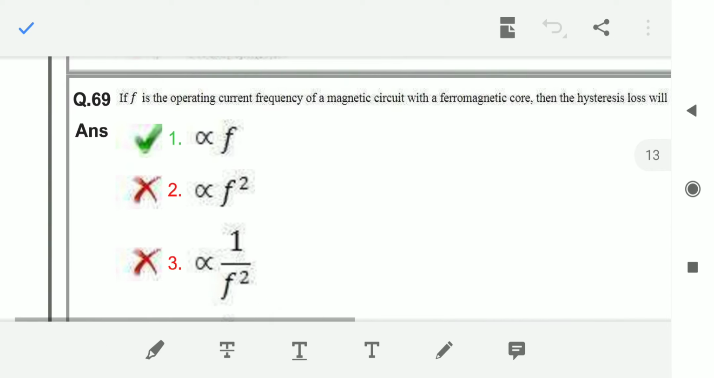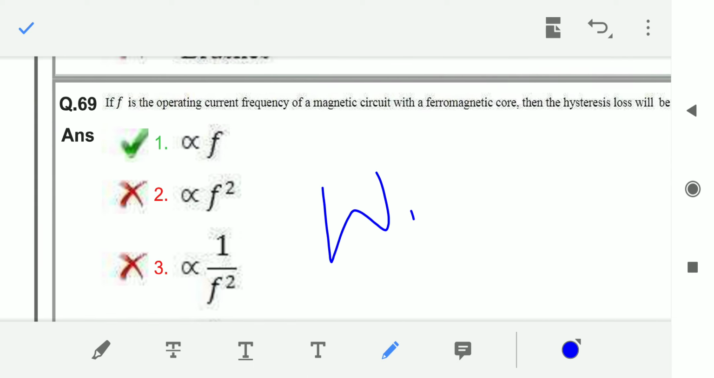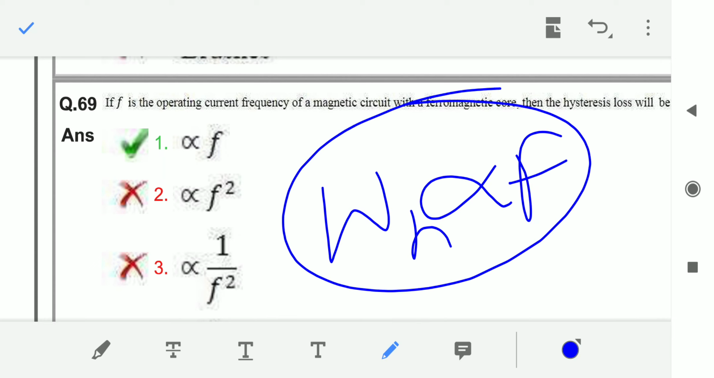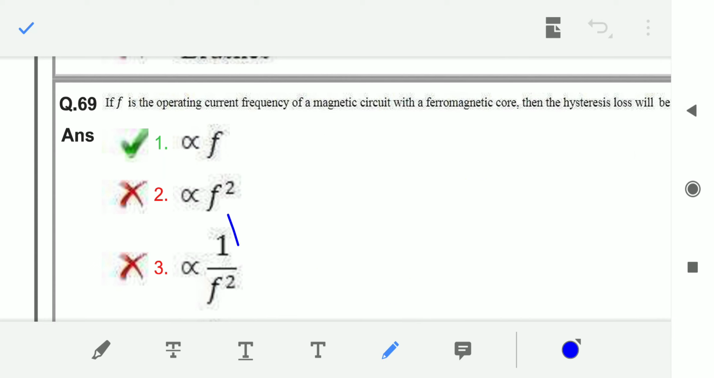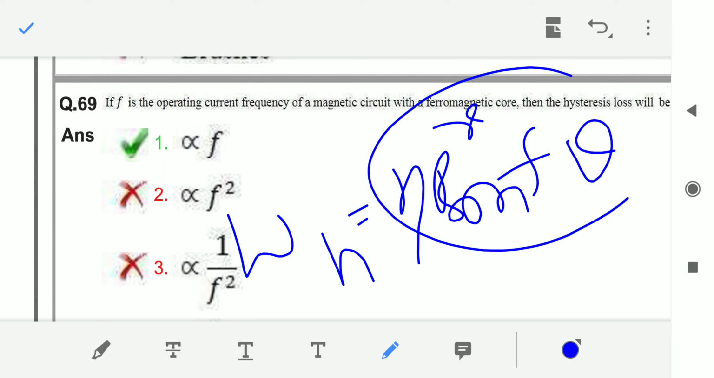Next, if F is the operating current frequency of the magnetic flux in a magnetic circuit with a ferromagnetic core, then the hysteresis losses will be dash. Hysteresis loss WH is directly proportional to F. Why? Because WH is equal to eta B maximum power x into FV. So it is directly proportional to frequency.